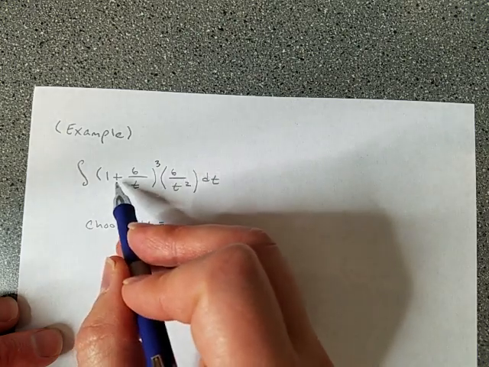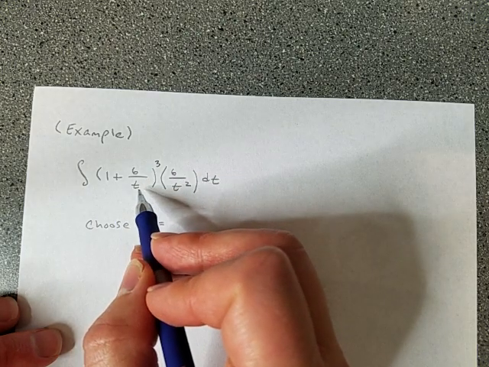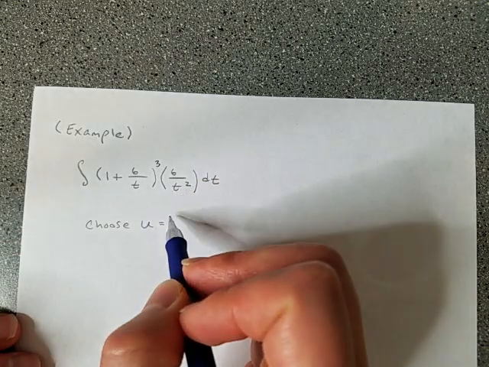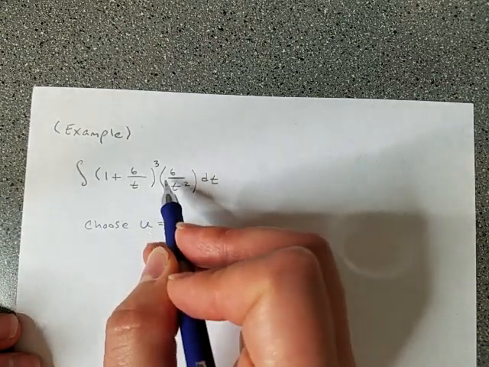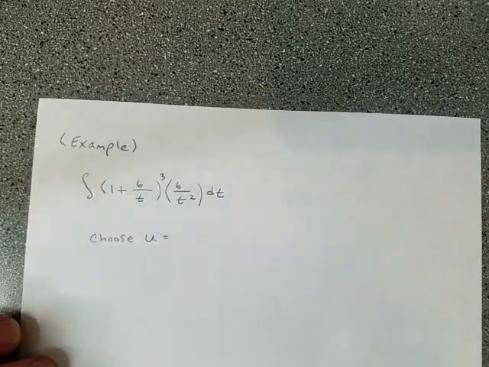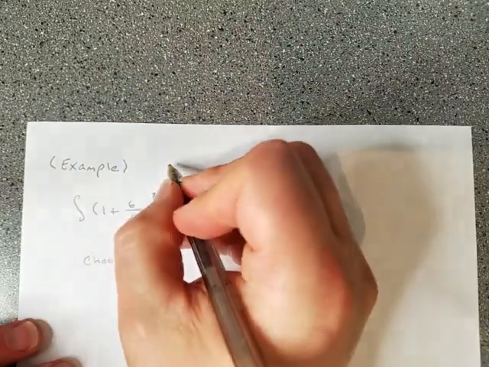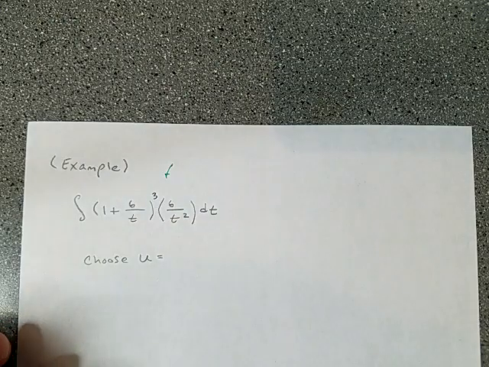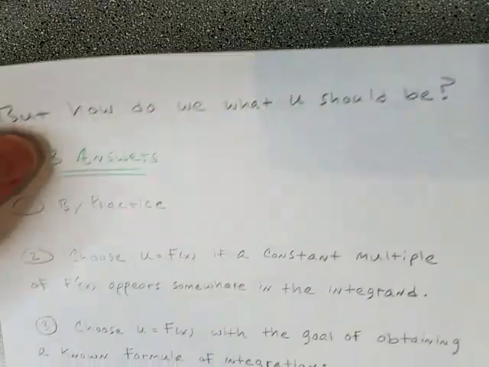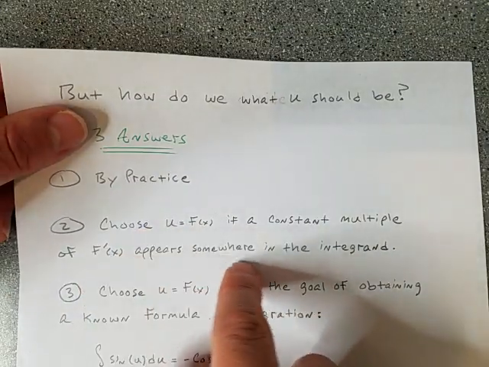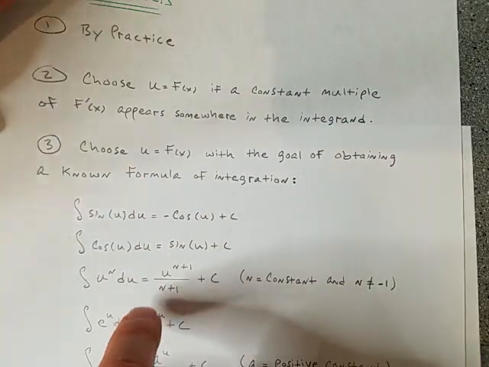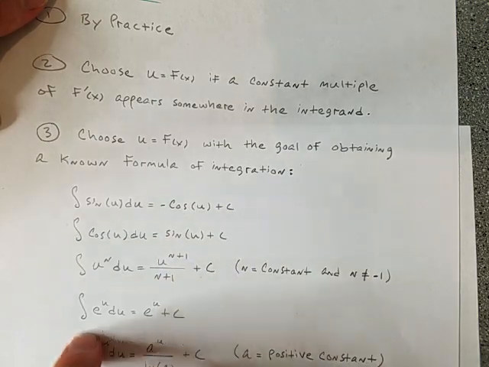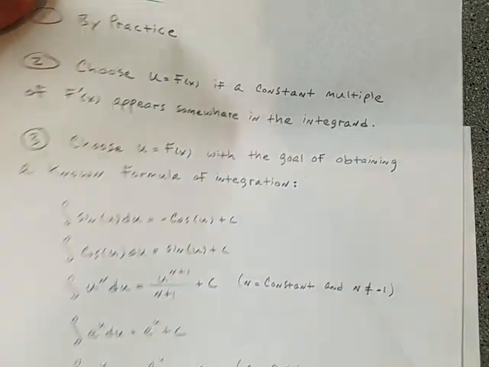What's the derivative of 1 plus 6 over t? It's negative 6 over t squared. So I think that's what we should do. If that's u, there's its derivative. Another way somebody could look at it, though, right? Because I'm saying that you can choose u so that its derivative appears somewhere else in the integrand, or you can choose u so that you get some formula that you know already and that you're familiar with.